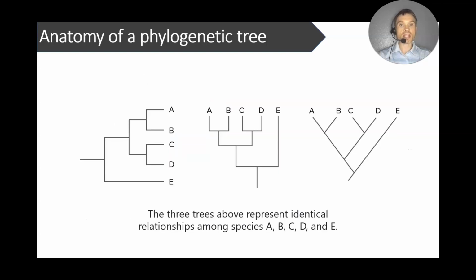A little bit more of the anatomy of the phylogenetic tree. They can look lots of different ways. Here are three different examples of phylogenetic trees. One laying on its side, one rooted up, and then kind of the more fancy one there with the diagonal lines. All three represent the same relationship between species A, B, C, D, and E. So get used to being able to see them in the different perspectives.